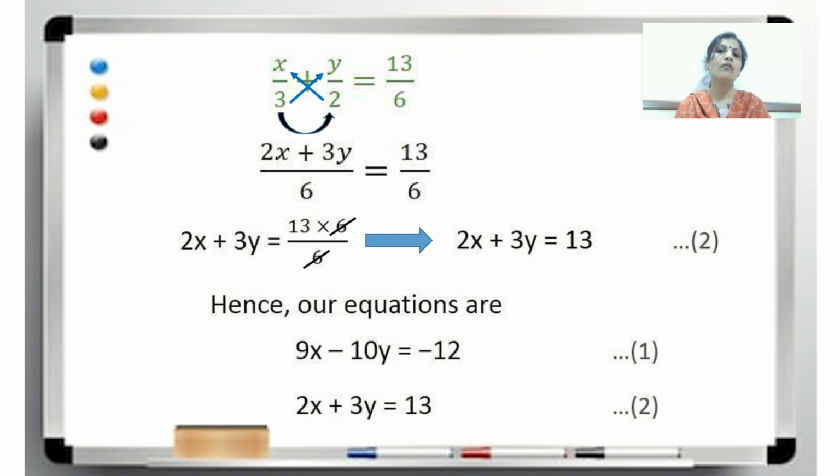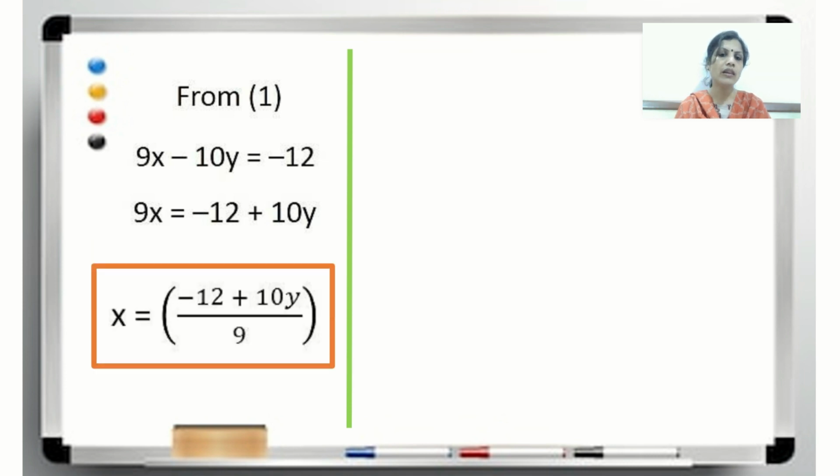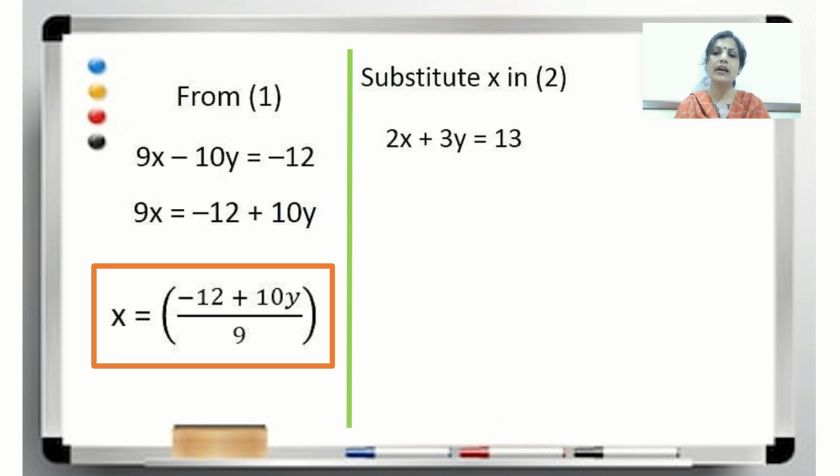So what will we do? We will consider equation 1. 9x minus 10y is equal to minus 12. So 9x is equal to minus 12 plus 10y. So x is equal to minus 12 plus 10y upon 9. This is the value of x which we will substitute in equation 2. So equation 2 is 2x plus 3y is equal to 13, and now in this equation, in place of x, we have to substitute its value, minus 12 plus 10y upon 9.